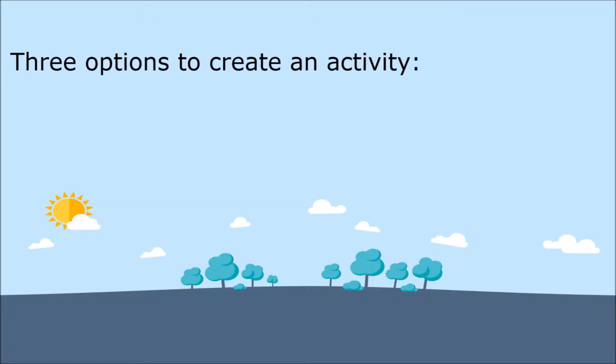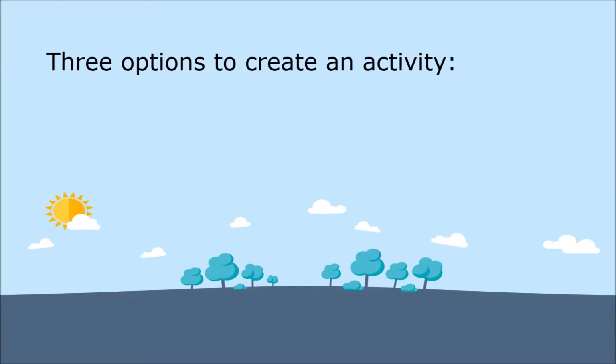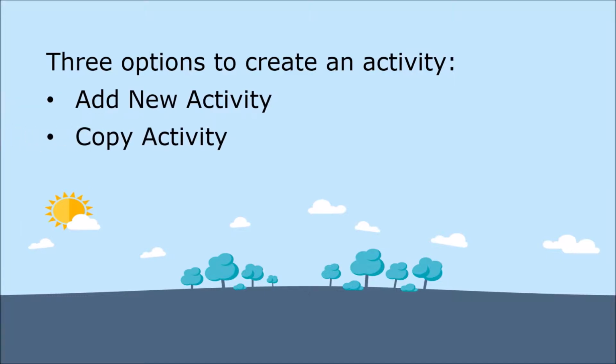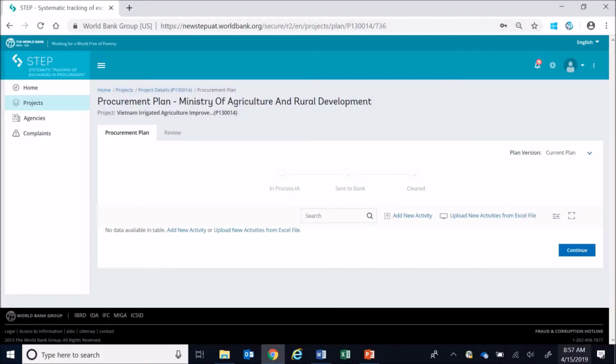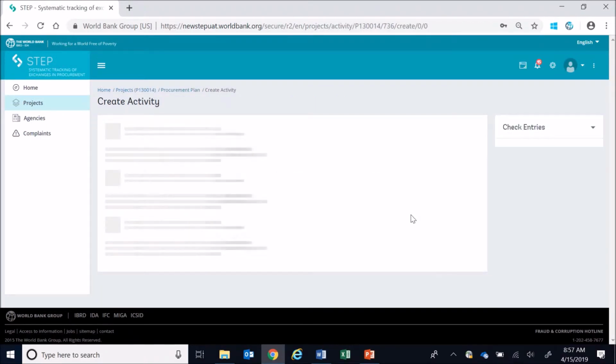There are 3 options to create an activity in the procurement plan: Add new activity, Copy activity, or Upload new activities from Excel file. Now we will go through these one by one. Add new activity. On the procurement plan page, click Add new activity.